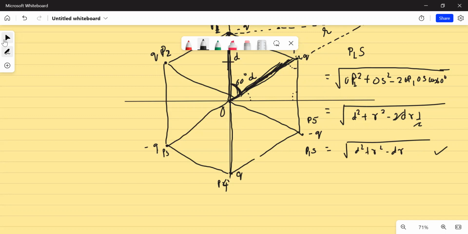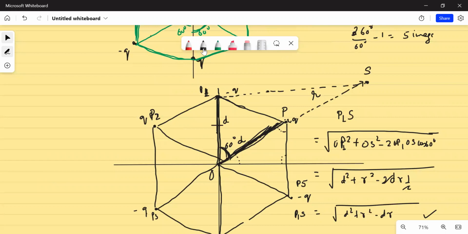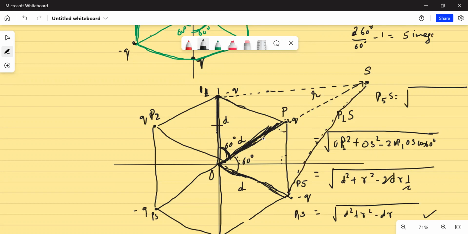Okay. And if you see this side, this one, this P1S, what would be P5S? Sorry, P5S. What would be P5S? So P5S will be root over this distance. From here to here, how much is it? d. How much is this angle? 60 degrees. And again this distance from here to here, since this is r, we called it r earlier so as not to waste time. So if this is r, yes, absolutely, it will be the same, sir. Yes, exactly the same, that is what I want to say.